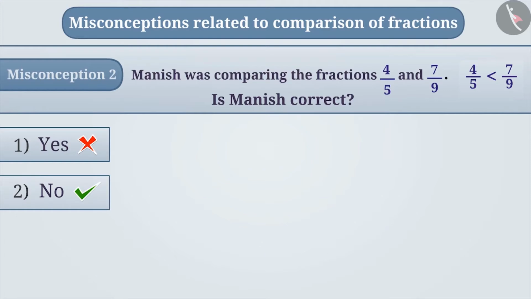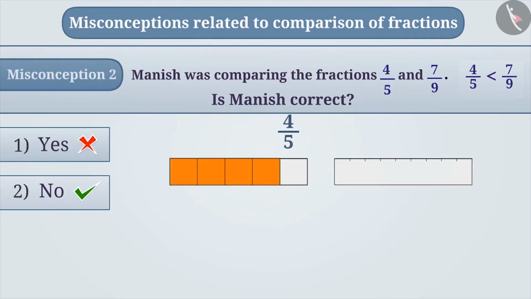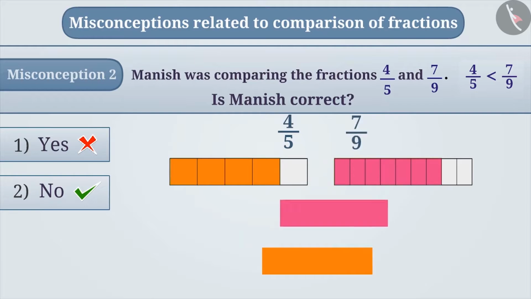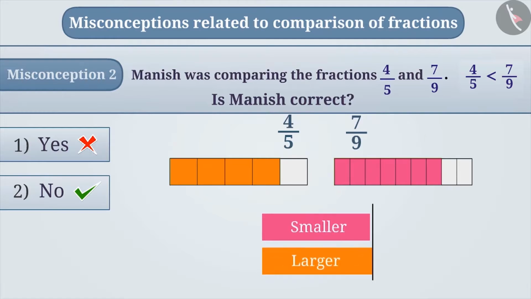You can also make a strip of fractions to find the smaller fraction. Here, this strip is divided into 5 equal parts where the 4 parts represent the fraction 4 by 5. Similarly, this strip is divided into 9 equal parts where 7 parts represent the fraction 7 by 9. If we compare these strips, we can see that the strip representing the fraction 7 by 9 is smaller than the strip representing the fraction 4 by 5. Therefore, the fraction 7 by 9 is smaller than 4 by 5.